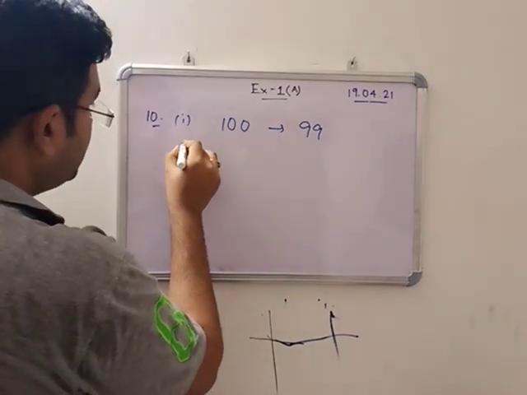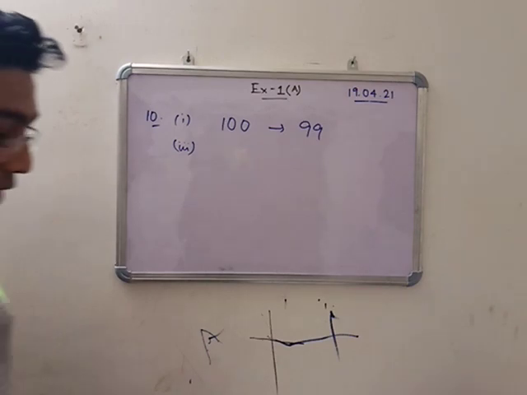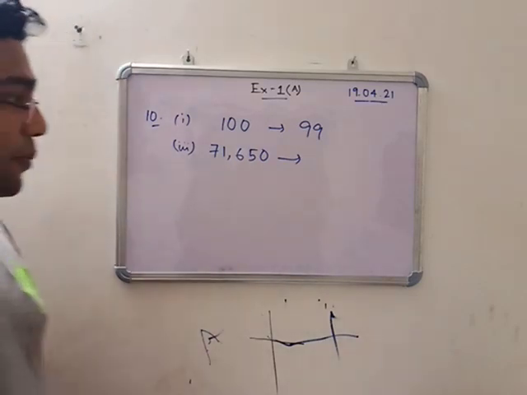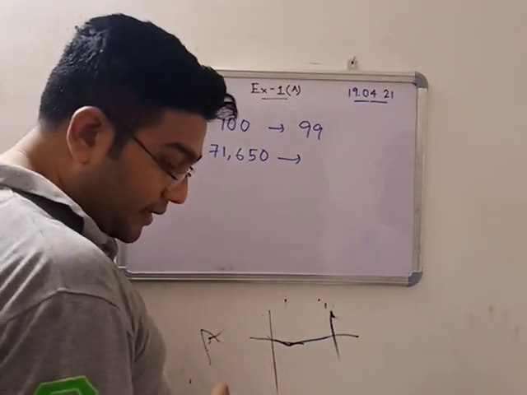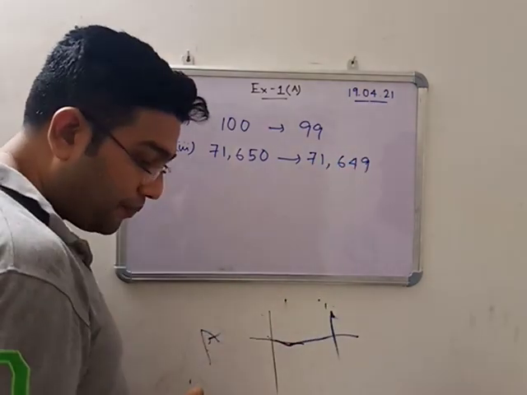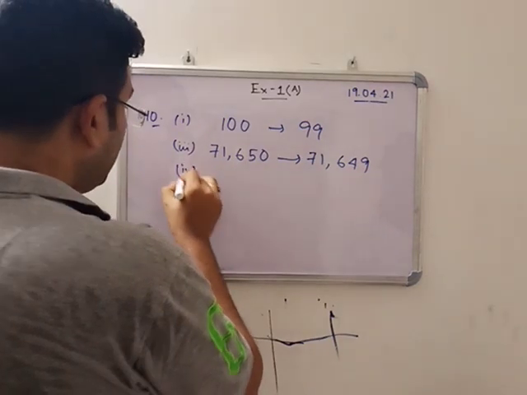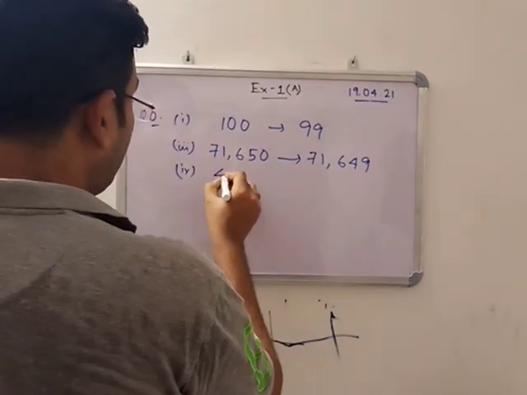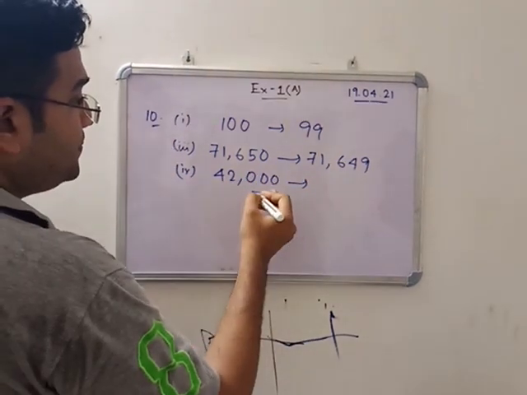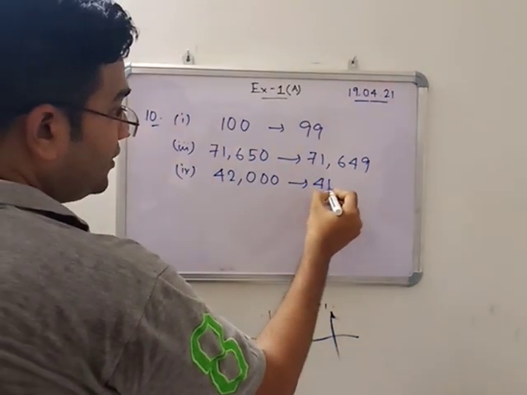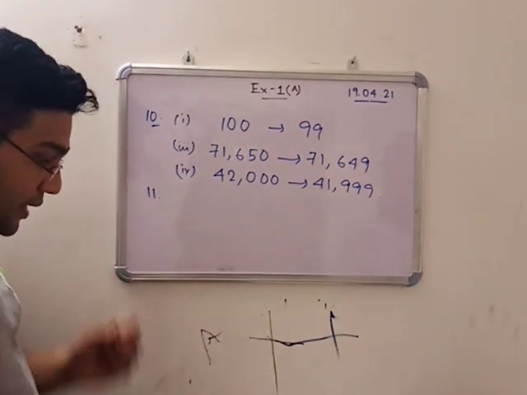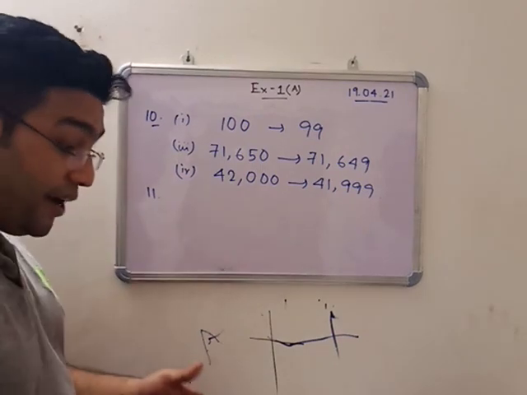So next, number 3. In number 3, see that 71,650. That means you have to find the number, that is 71,649. Next, number 4. In number 4, the number given is 42,000. That means 41,999.